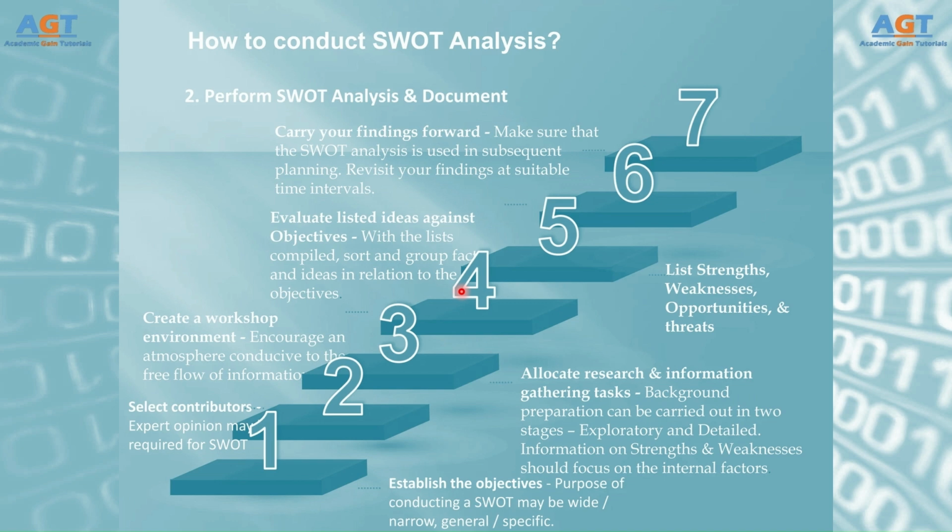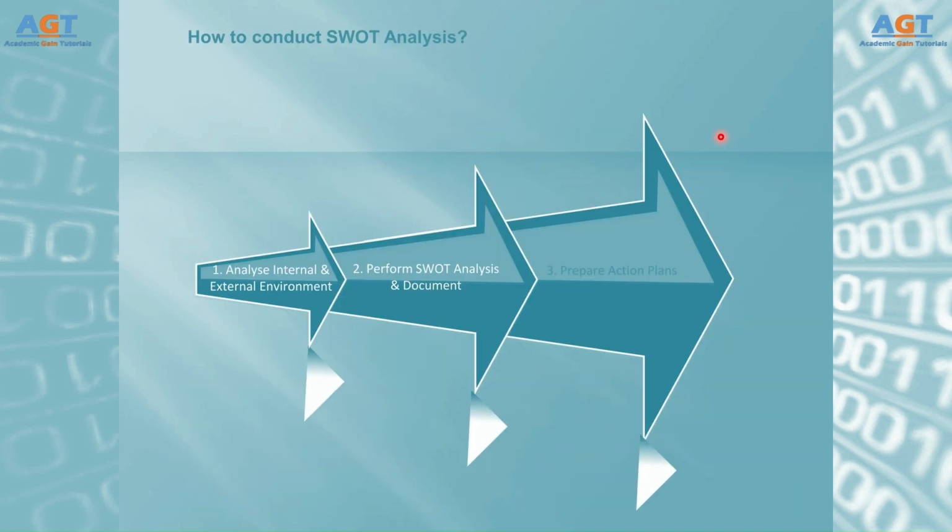Step 2. Perform SWOT analysis and document. This slide outlines a structured approach. Select contributors, set objectives, create a workshop environment, gather background research, list strengths/weaknesses/opportunities/threats, evaluate ideas against objectives, group findings, and revisit the SWOT regularly as conditions change. Now that the SWOT has been performed and recorded, we move to the final step, action planning.